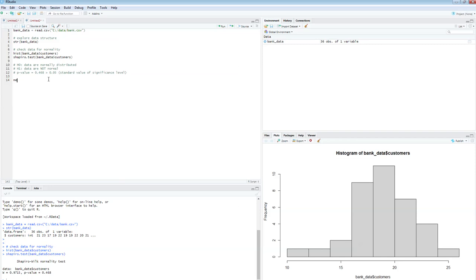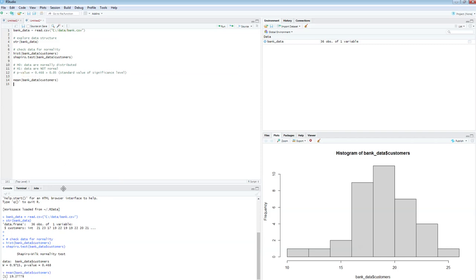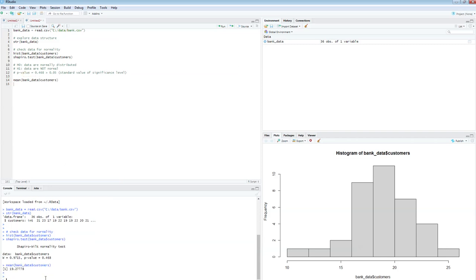So let's go ahead and compute the mean for the column customers in the bank data. I can see the average in the sample. Of course, this is not a population average, this is a sample average. The average is 19.277, close to 19.3. And that's the smoke. My average does point me in the direction of the alternative hypothesis. So I'm looking at this X bar and I'm saying, well, maybe the manager is right. Now I have to test my hypothesis, obviously.